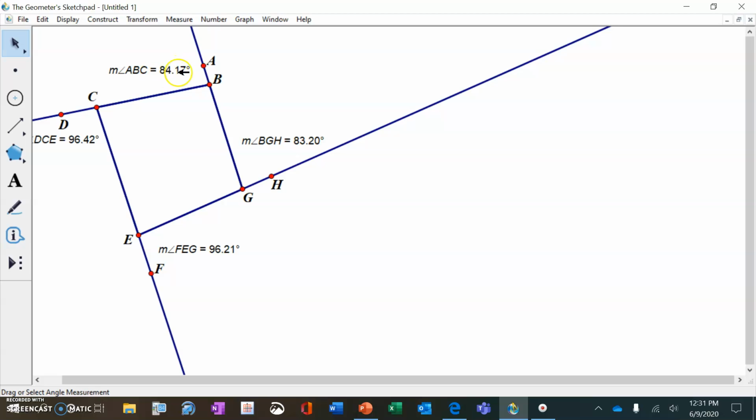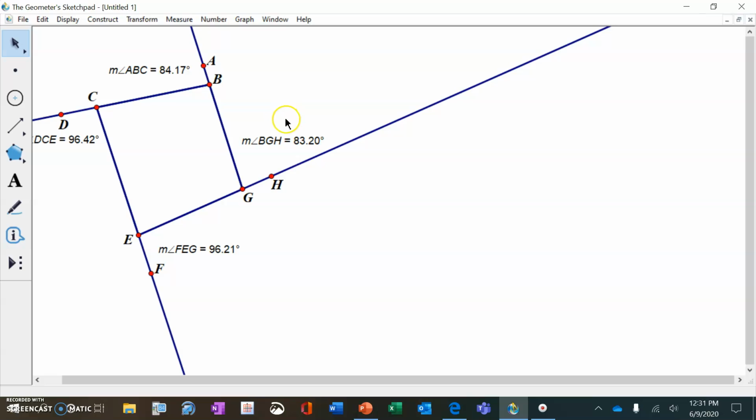So this exterior angle is angle ABC, and Sketchpad measures it to be 84.17 degrees. Same thing with this one. I extended this side, and I get this as the exterior angle. I extend this side. Here is the measure of that exterior angle. I extend that side, I get another exterior angle with that measurement.